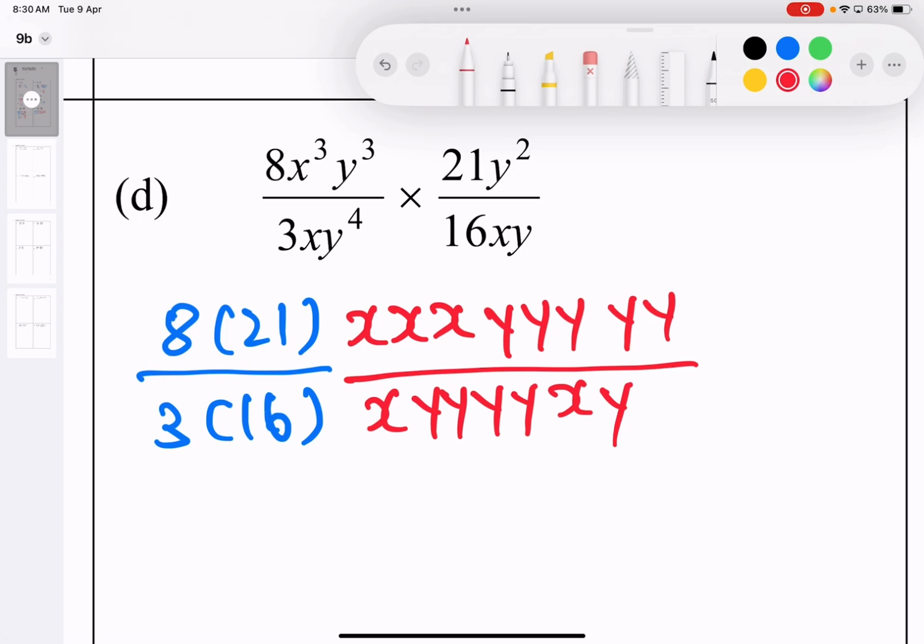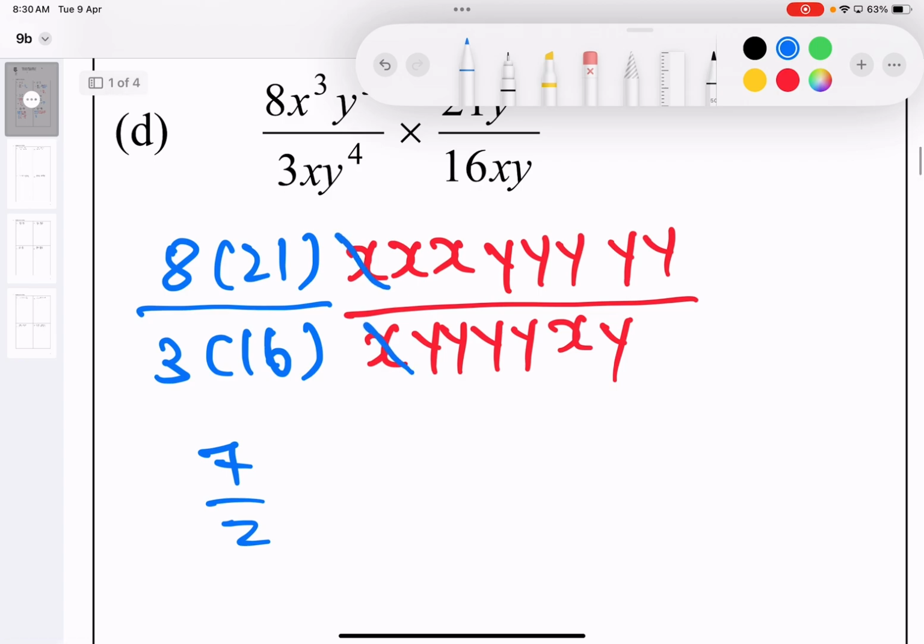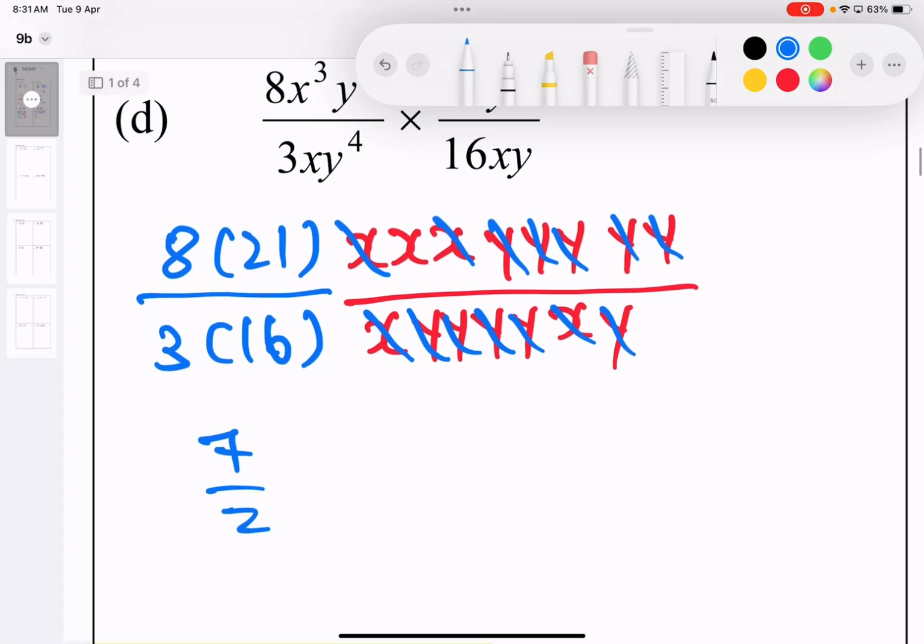Convert it to an improper fraction. You should get 7 over 2. Right, so this one is 7 over 2. How about the x's? 1x here, 1y here, another y here, another y here, and one more y over here, and then you have an x here as well. So what is your final answer? After you cancel everything, you are left with x.